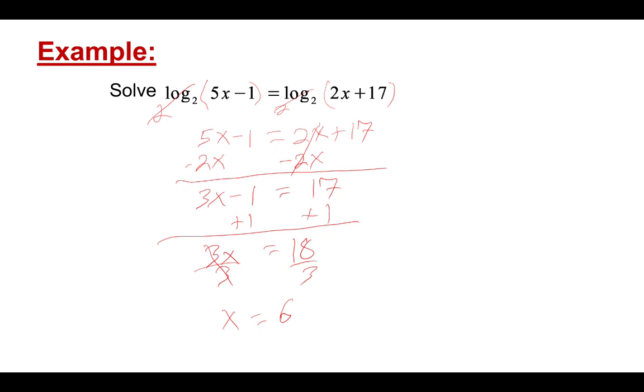We can actually check this, right? If I plug 6 in for this x and 6 in for this x, what happens? Well, 5 times 6 is 30, minus 1 is 29. 2 times 6 is 12 plus 17, which is also 29. This had better be right. All right.